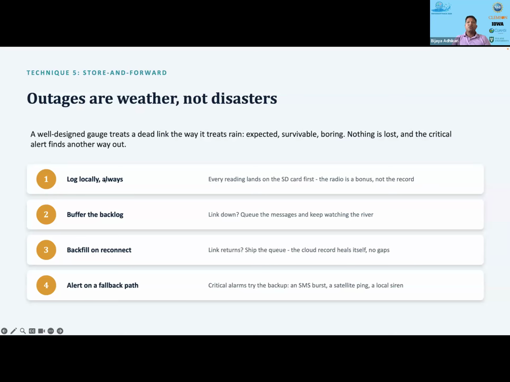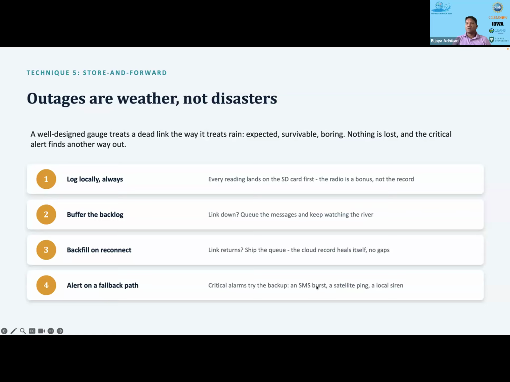So how do you do that? Log locally, right? Maybe have an SD card, and then log to it. Buffer the backlog, right? If there is a link down, then don't throw away the messages. You try to store them. Now, everything may not be possible, so keep as much as is necessary. And if there is some logic that can be implemented on the edge device, then you can keep the important messages, right? Backfill and reconnect, right? So check for reconnections and ship the queue. If there is a critical thing, then have a fallback path, right? So if critical alarms, try the backup, right?